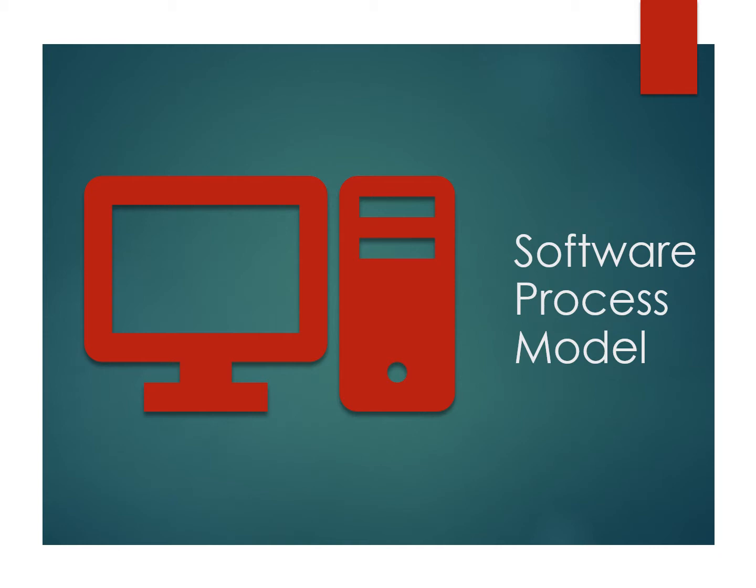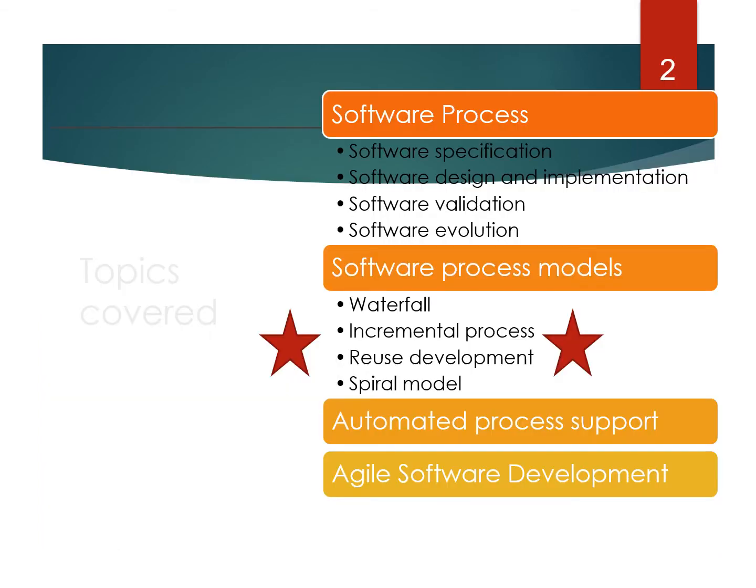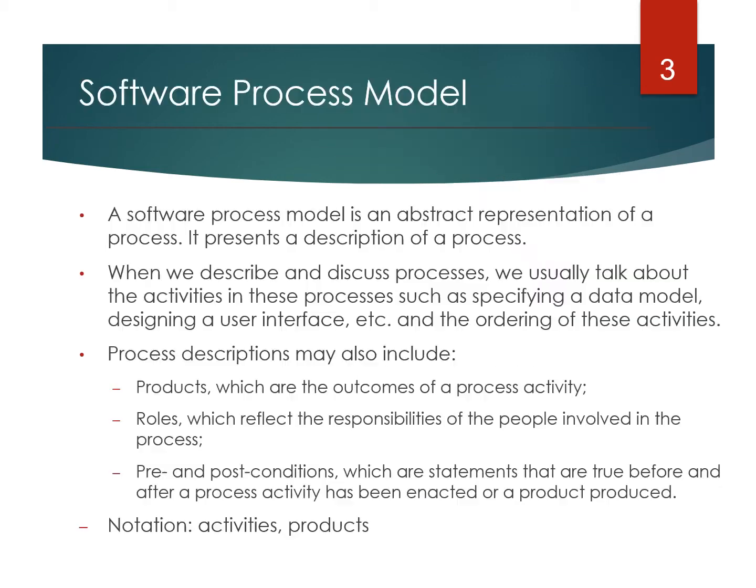Alright, this is the second part of our software process model, where we'll be covering the second part of the content, which is focusing on four types of process model: waterfall, incremental process, reusable or reuse development, and spiral model. Right. Okay.